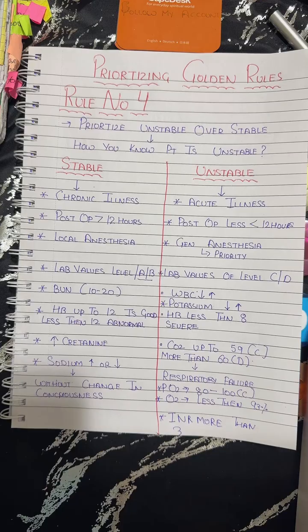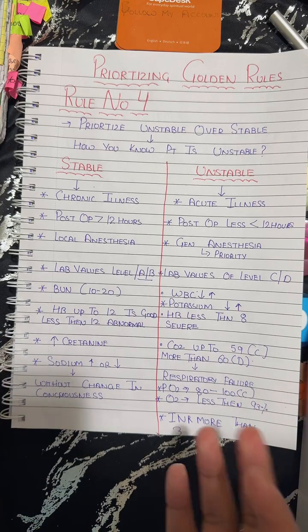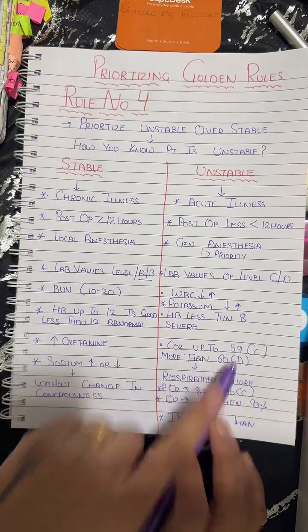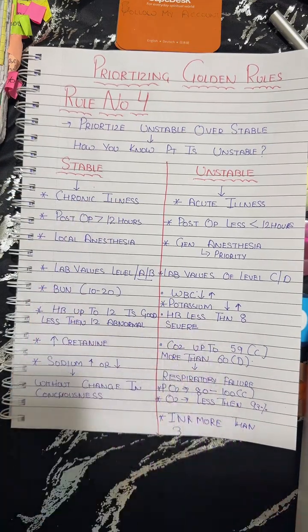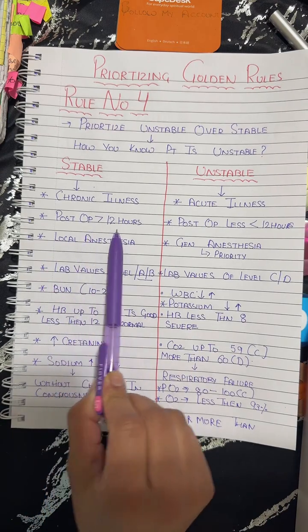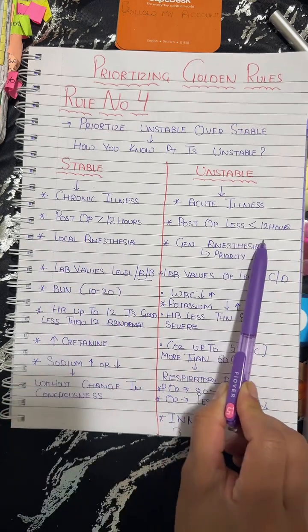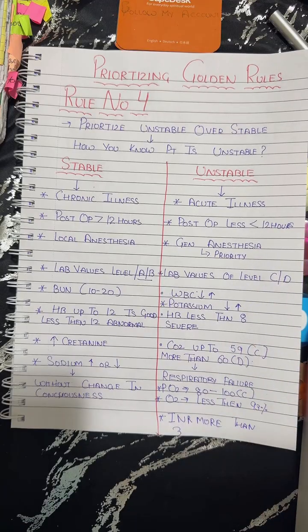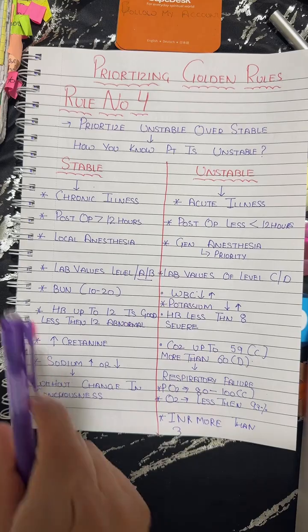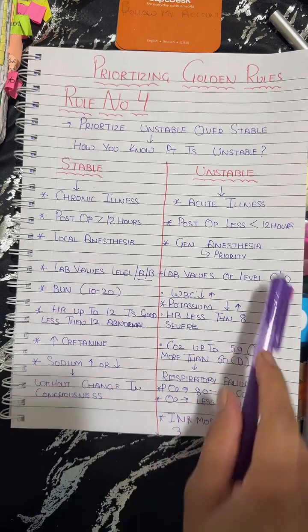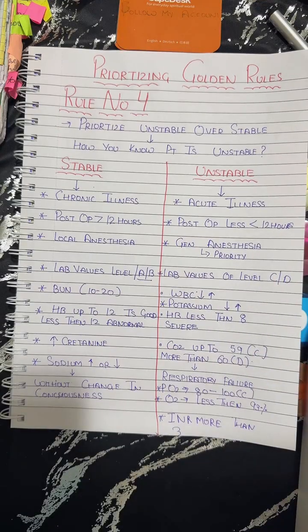So this is the rule: prioritize unstable over stable patients, and how you know a patient is unstable. These are the patients we categorize: stable, unstable, chronic illness versus acute illness. Post-operative more than 12 hours, patient is stable; less than 12 hours, patient is unstable. Here they have a few normal value ranges in the NCLEX design. Local anesthesia, patient is stable. General anesthesia, patient is on our higher priority and unstable.